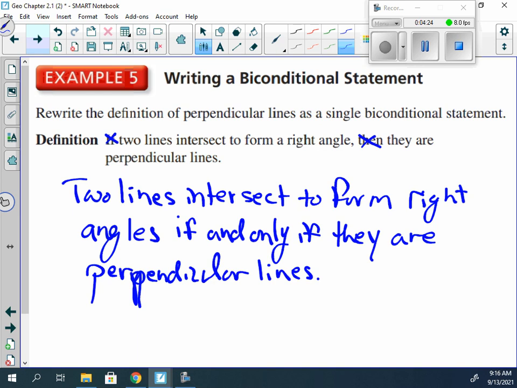Could we have phrased it the other way? Well, we could have, but we'd have to change it a little bit, because we could say two lines are perpendicular if and only if the two lines intersect to form right angles. We could do it either way, because again, if it's biconditional, both ways are true. Questions on this here?